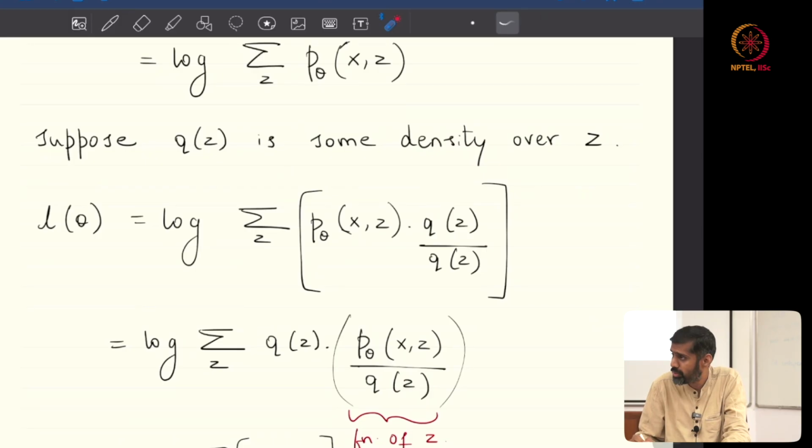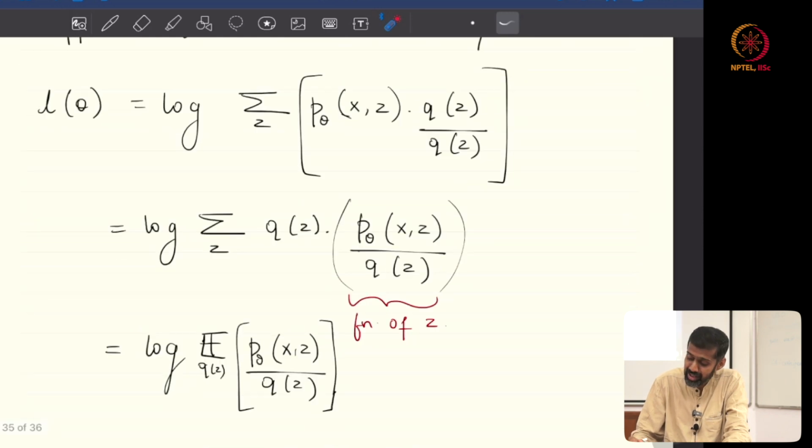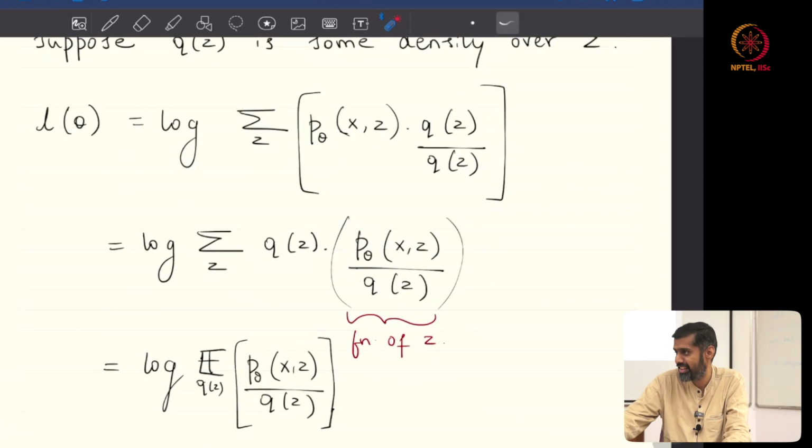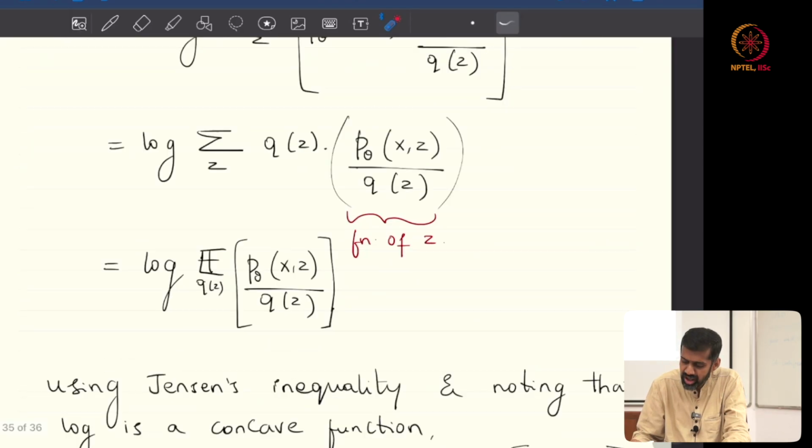All algebra will go through even if you replace this with an integral. Same thing. I deliberately took it as a mass function because in our case of a mixture density, the latent variable is discrete. And so being very precise, we should write expectation with respect to Z and not Q of Z, because Q of Z is a probability.